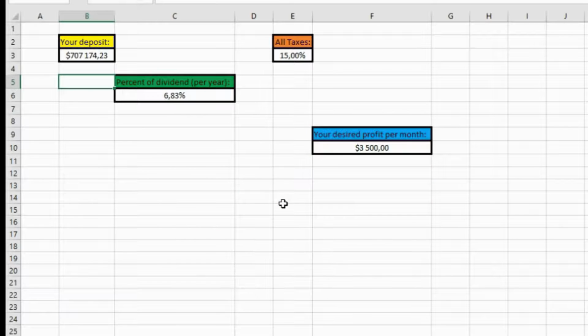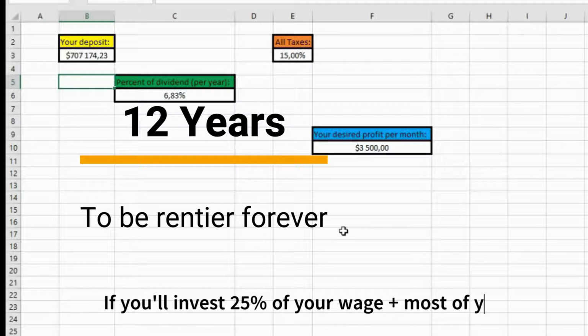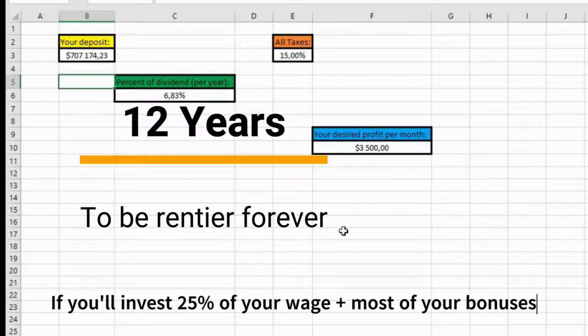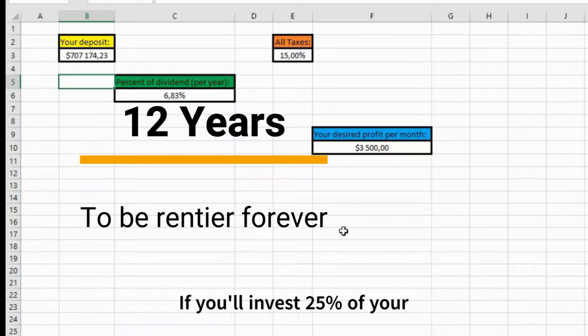I think that everyone can save every month at least 25% of their wage, and also invest most of their bonus. So, it will take you approximately 12 years to get $707,174 and be rentier forever.